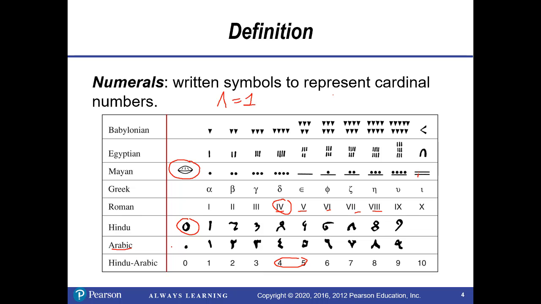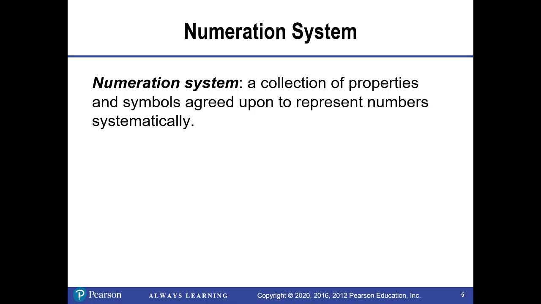These, again, are not the only symbols. There are also traditional Chinese symbols, which are often also taught. They just don't happen to be in this particular chart. So there's many other ones out there as well. So a numeration system is a collection of symbols and properties that we use to represent numbers in a systematic way. In other words, it's not random.